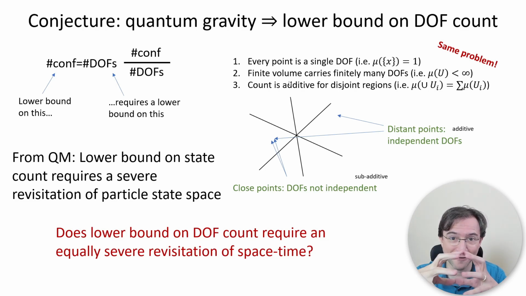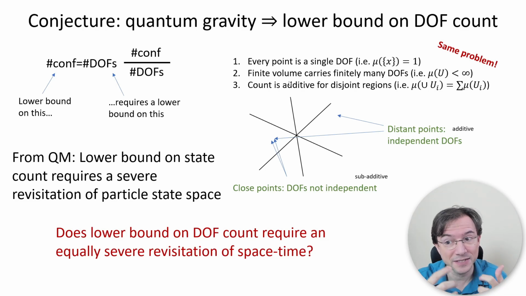And when we have a finite volume, we want to have finitely many degrees of freedom. And if we have two disjoint areas, we want the number of degrees of freedom to sum. And again, this is not possible. One of the reasons quantum mechanics might be a little bit inconsistent with a field theory is that you're trying to put a lower bound on the number of configurations, and you don't have a lower bound on the degrees of freedom.